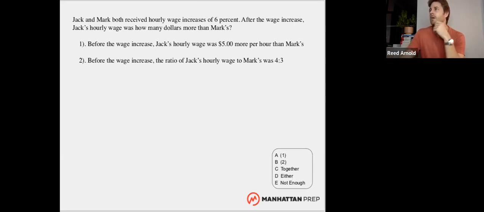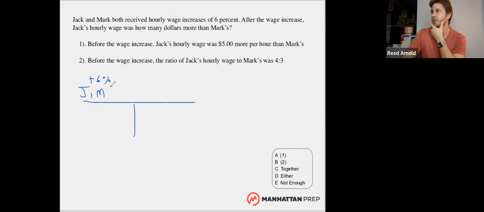So if I'm doing this question, layout: okay, Jack and Mark both received hourly wage increases of 6%. So we have a 6% increase on their wages, and I'm going to just call it J for Jack's wage and M for Mark's wage. And I want to know, after this wage increase, how much more was Jack's wage than Mark's? And I could set up some equations, right? I could say, okay, 1.06 J minus 1.06 M. That's what I want to know. Question mark. What is that?